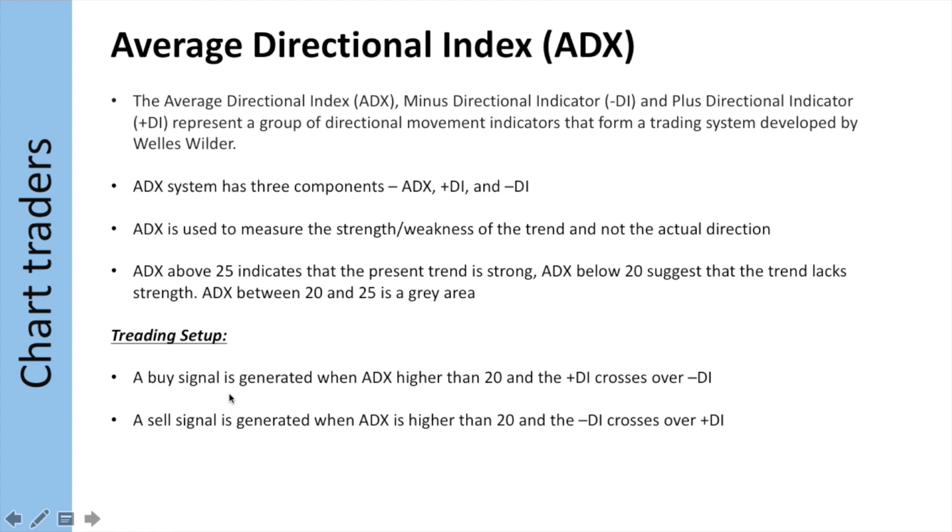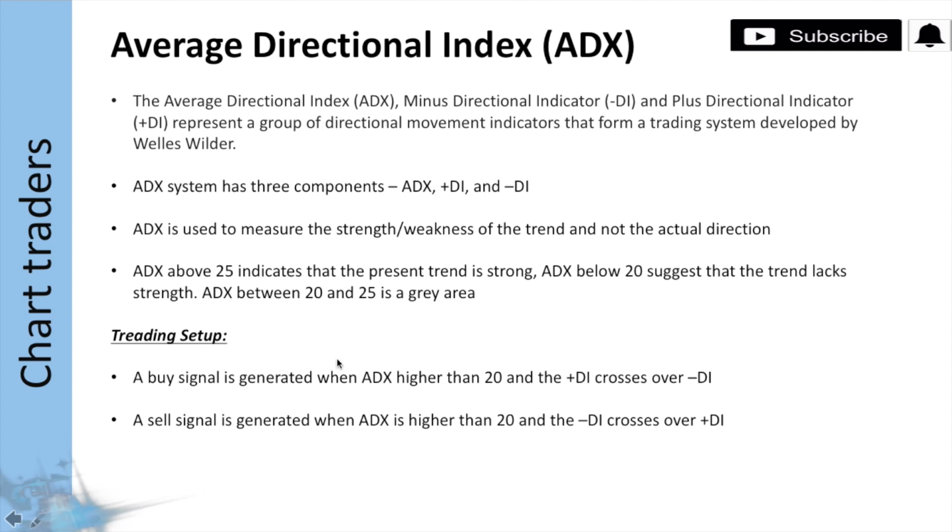So what is a trading setup using ADX? I want to buy when ADX is higher than 20. You can take 25 also, but normally, based on the stock, I will consider 20 or 25. Whenever the ADX is higher than 20 and plus DI crosses above the minus DI, that is your buy signal. And when ADX is higher than 20 and minus DI crosses above the plus DI, that is your sell signal. So with the crossover and the ADX value, we can identify the buy and sell signal.